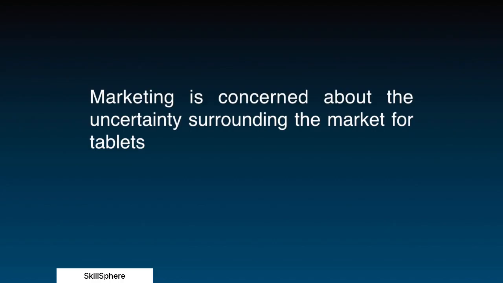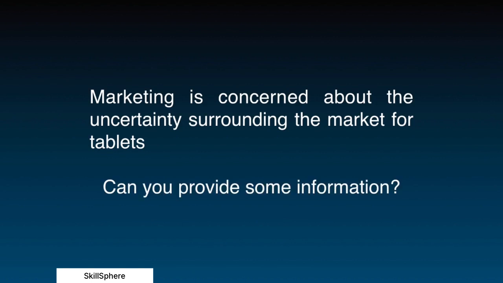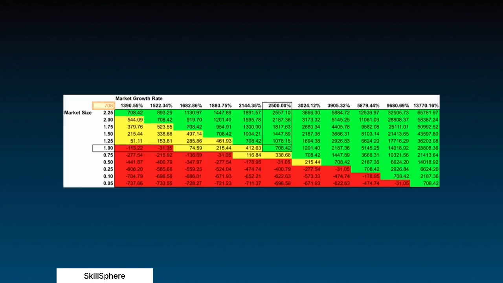Marketing, on the other hand, is concerned about uncertainty surrounding the market for tablets and wants to understand if we can shed any light on that. Can we provide some information? So here's another two-way table. I've got market growth rates here. Right, market growth rates there.